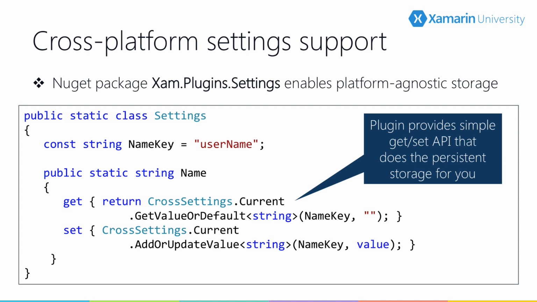Now, what if you want to use something that works across all platforms but without Xamarin Forms? Well, one of the options here is, for example, the plugins collection that we have here at Xamarin. And one of them is a plugin that allows you to work with settings. You can see here how this cross settings plugin has got a singleton, the current property, and there you can get a value or save one. Behind the scenes on Android, this is using the shared preferences. On iOS, it's using the NSUserDefaults, and on Windows, the application data container.